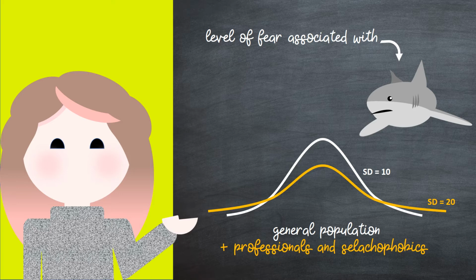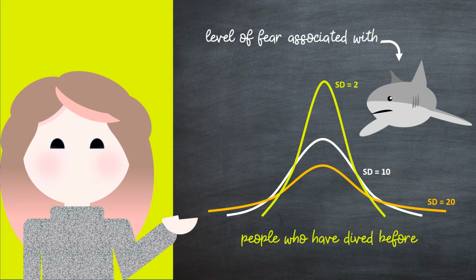Likewise, if we were to administer the survey to people who had experienced diving before, we might expect fewer extremities and less variability in our data. So we might find a small SD and our data might look a little something like this.